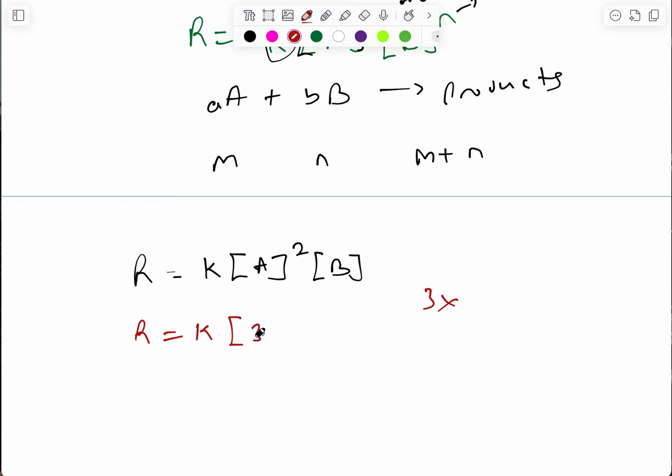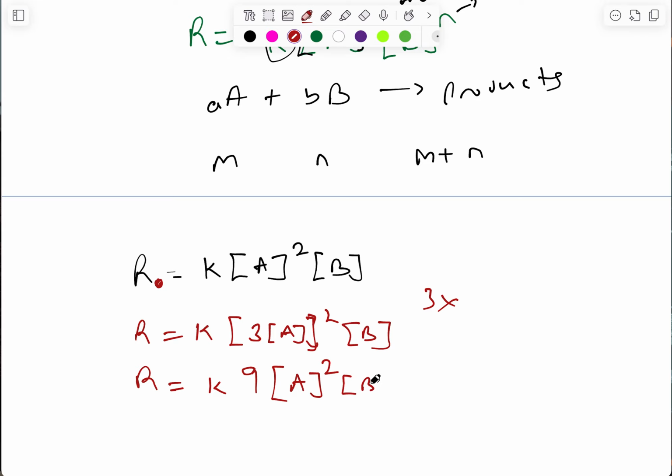This time around, you have 3 times the concentration of A, and everything is raised to the power of 2. Then B, nothing has happened to it. So this rate, let's call this one R naught, will now become K multiplied by 3 raised to power 2, that's 9, multiplied by the square of the concentration of A multiplied by B.